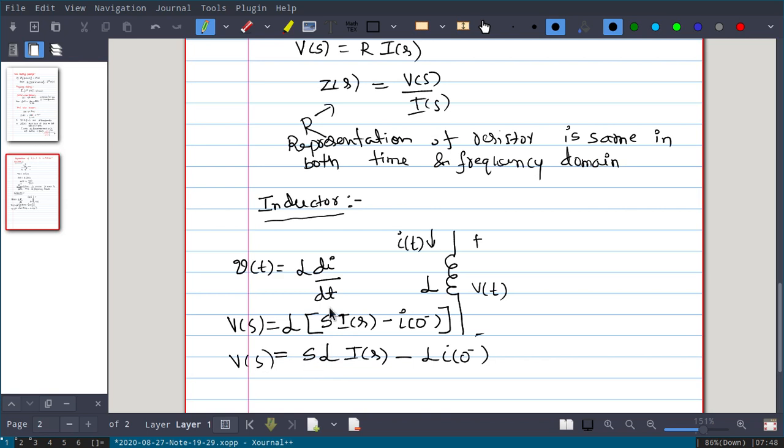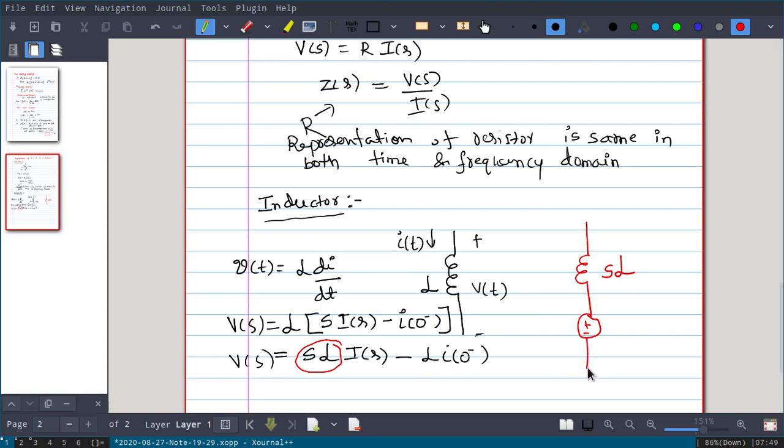Now we observed that in the resistance case, R did not change; V of s by I of s is nothing but R. But here, instead of L, we now have sL. And we have one more term, which has to do with the initial condition. The initial condition value also has to be considered for the inductor. If you represent this in the frequency domain, this is a voltage source. If you apply KVL, first will be the inductance, whose value is not L now, it is sL, and you have one voltage source.